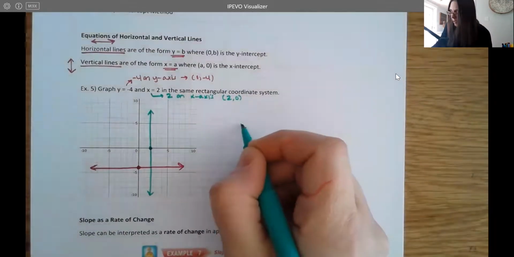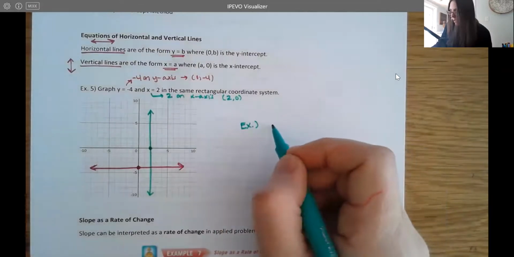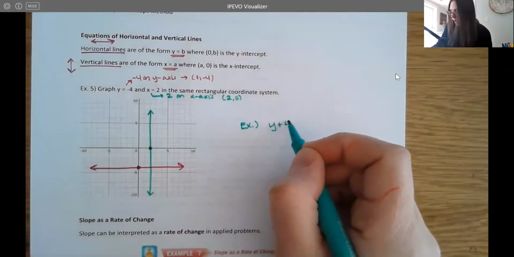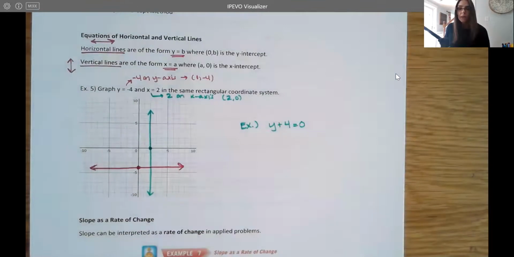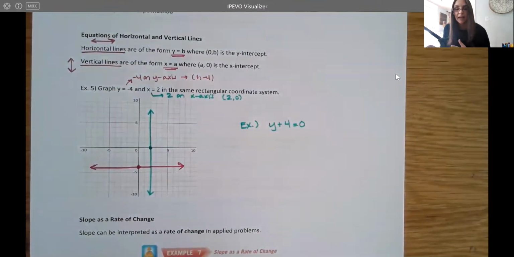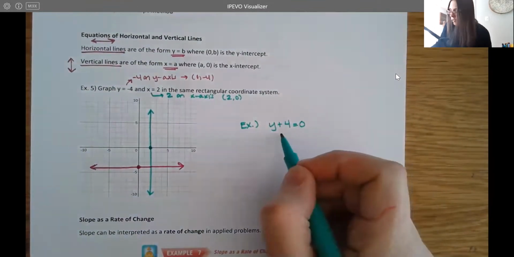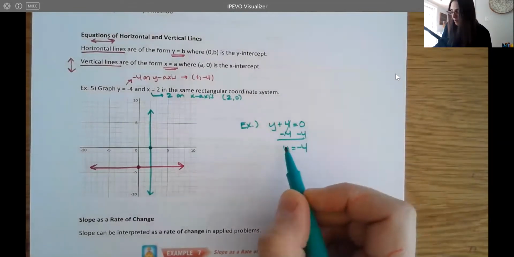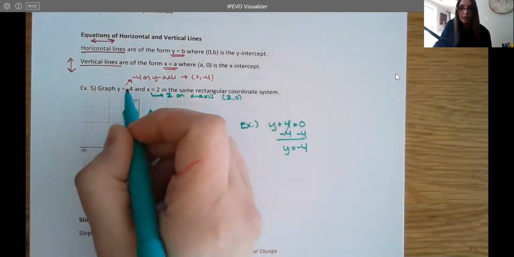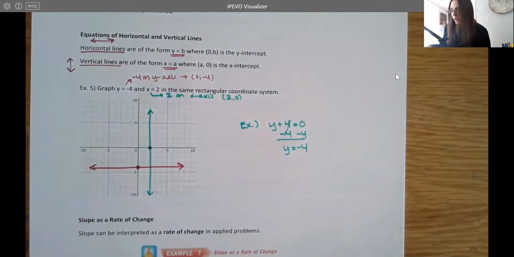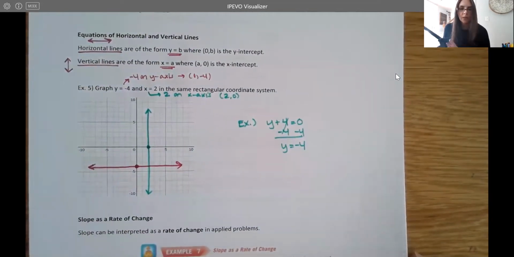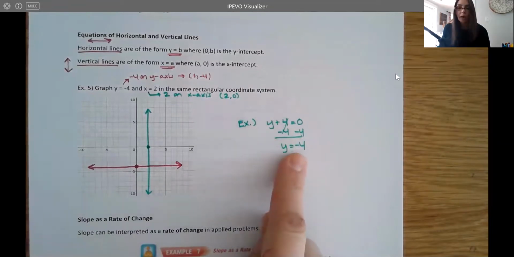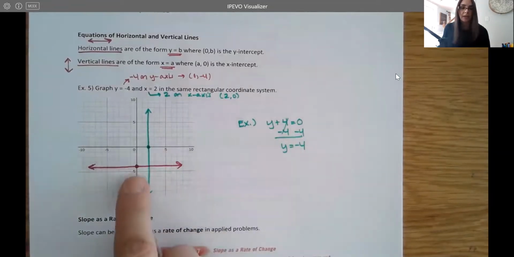One little side note here, sometimes you may see an example that could look like this. Maybe I gave it to you as y plus 4 equals 0 instead. Hopefully, though, you recognize that there's no x. So if I solve for y here, I do get that same form of y equals -4. So just watch out for those. We don't see them too often, but once in a while you may see something like this. But if you're graphing in 2 dimensions here, so in 2 variables, then what you can do is just solve and then find your intercept that way.